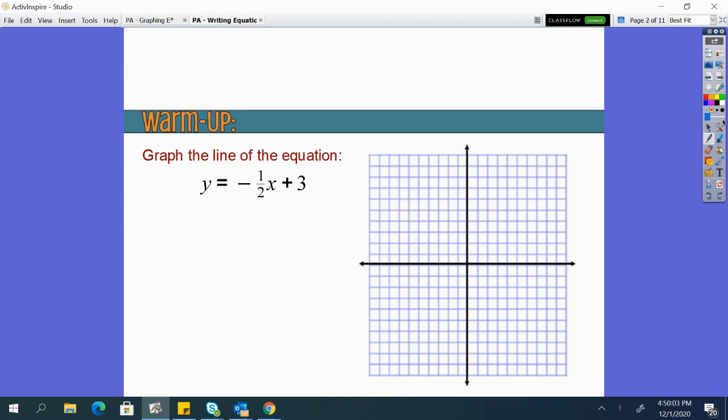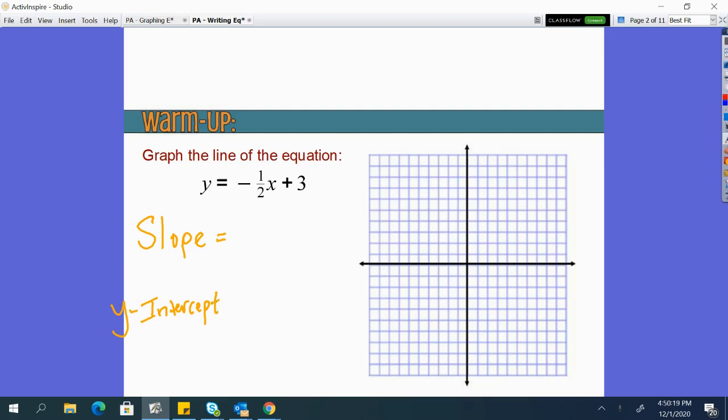So we're going to start off with a warm-up, okay? Again, this is a refresher from last class. So we're going to write slope down because I want to find the slope. And I also want to find the y-intercept. Now, remember, y equals mx plus b. Did that last year, and we're doing it this year.